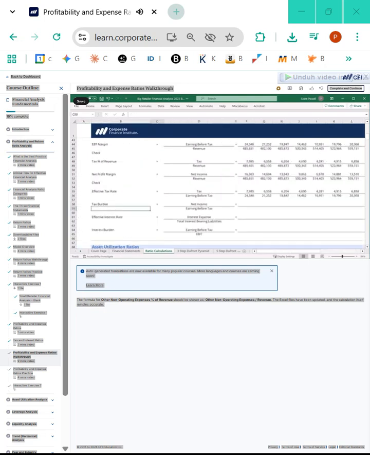Let's do the tax burden. The tax burden, we already have these metrics. It's net income and our earnings before tax.